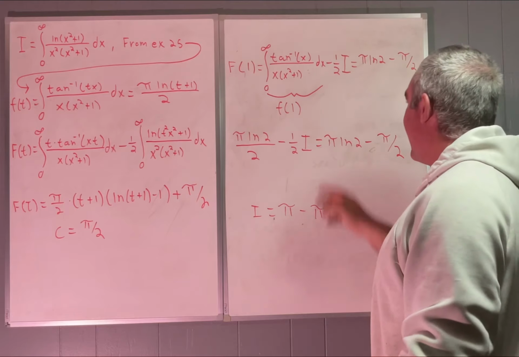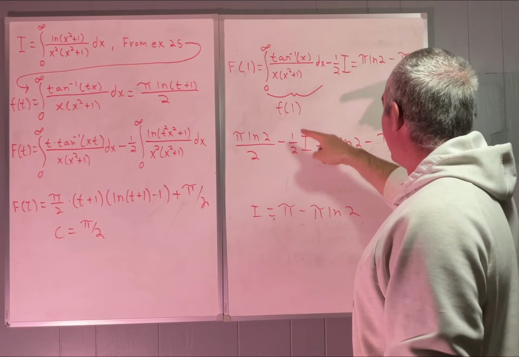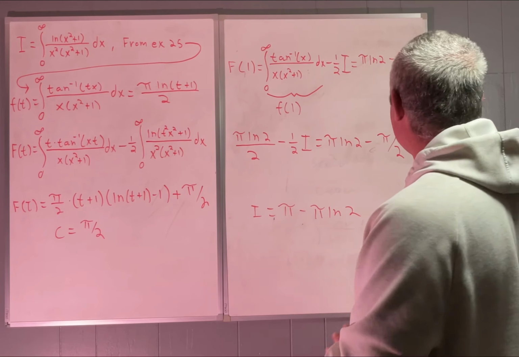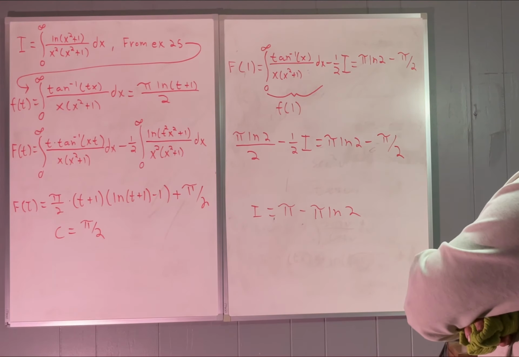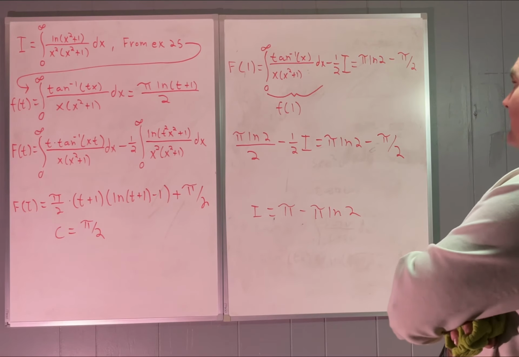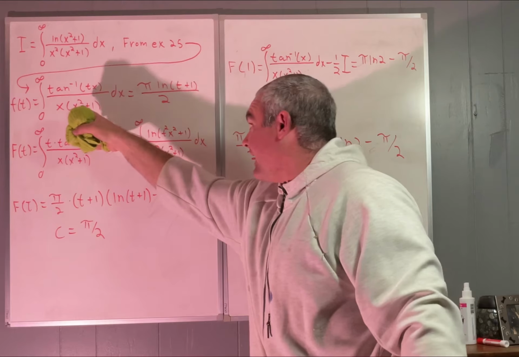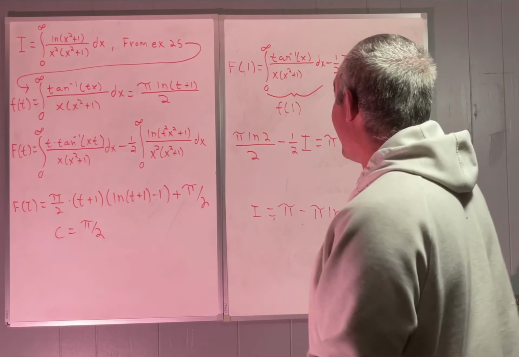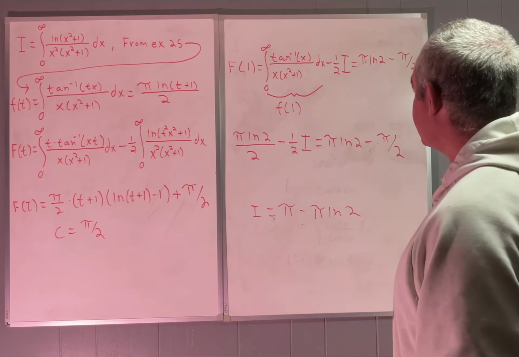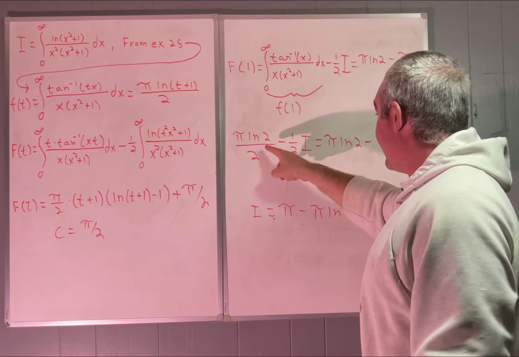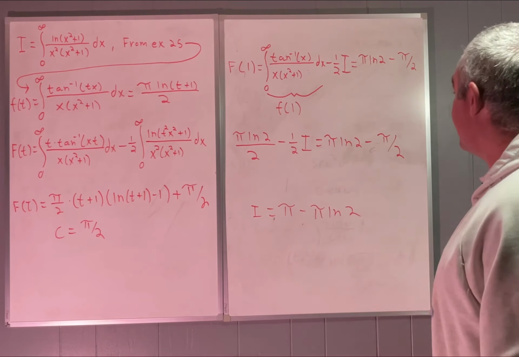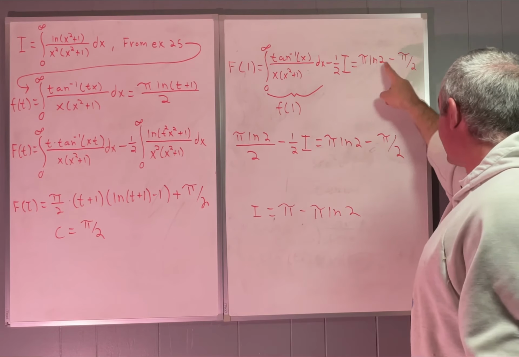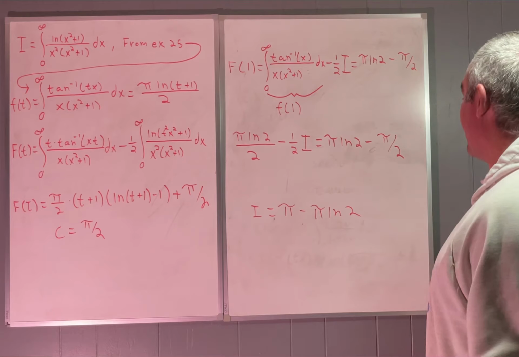We have that f evaluated at the point 1 minus 1/2 I is equal to pi natural log 2 minus pi over 2. Well, what is f evaluated at the point 1? Well, it's equal to that, and it's also equal to this, so that would be pi natural log 2 over 2. So we have pi natural log 2 over 2, which is f of 1, minus 1/2 I is equal to pi natural log 2 minus pi over 2.